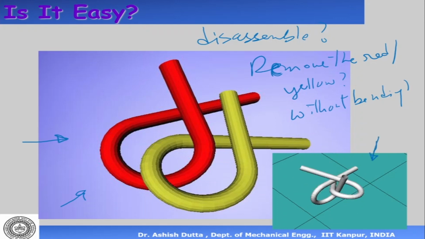Whereas this figure shows that it is possible and what the sequence of motions is. It shows the path by which the yellow wire has to be rotated and translated so as to disassemble these two parts. So this is what I mean by path planning not being very easy. There are cases where it is extremely difficult.